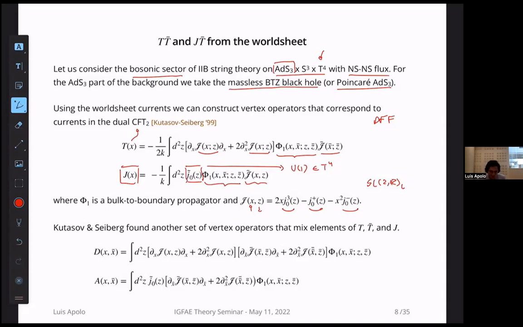Now, in this paper, Giveon, Kutasov and Seiberg found another set of vertex operators that mixes elements of T, T-bar, and J. So these were called the D and A operators. You see that these operators are no longer chiral. They depend on both coordinates of the CFT, and they mix elements of T and T-bar and J. For example, this comes from T, this comes from T-bar, and you again have this bulk-to-boundary propagator. And similarly for A, you have an element that comes from the J current above and one that comes from T-bar. So these are strong hints that these operators have something to do with TT-bar and JT-bar.